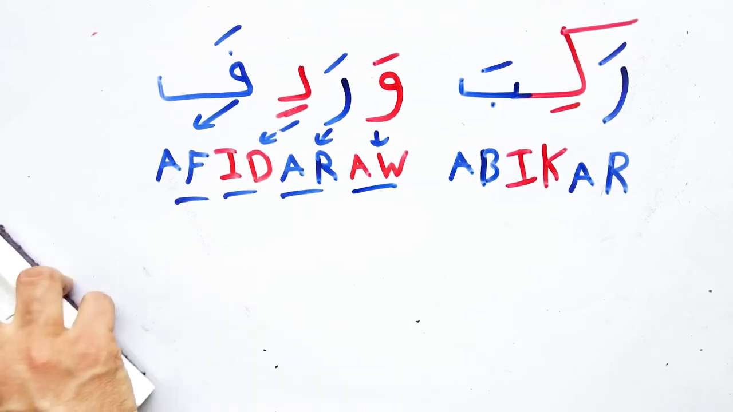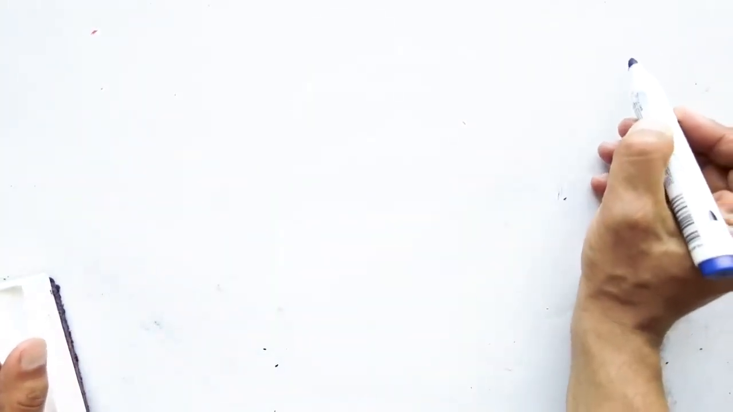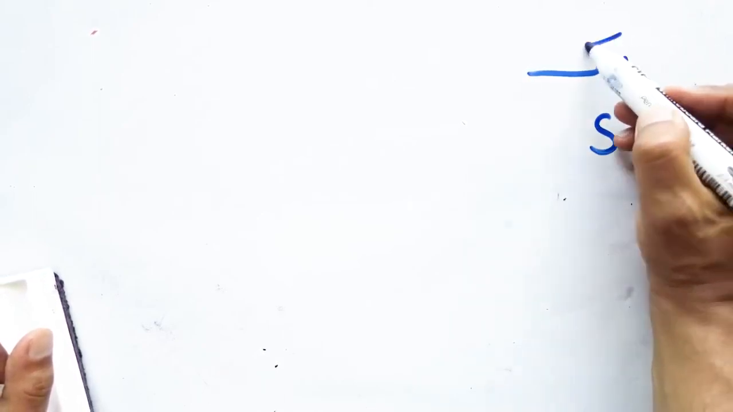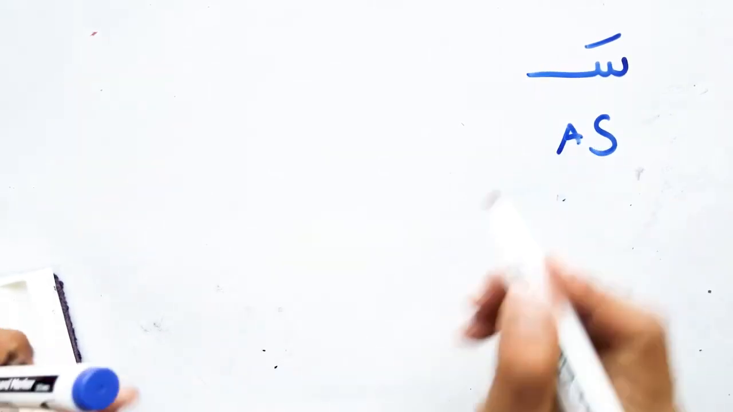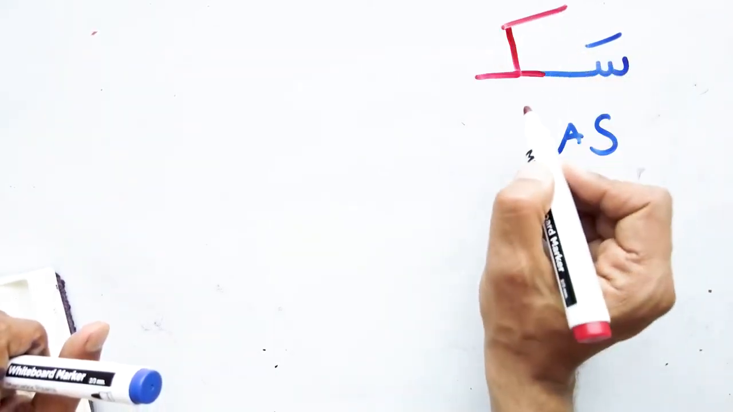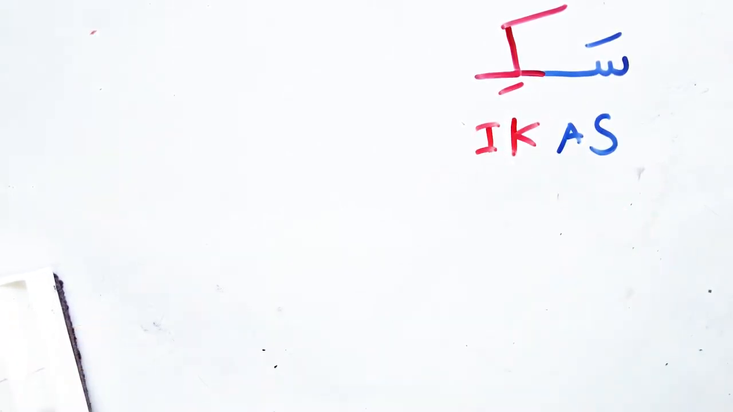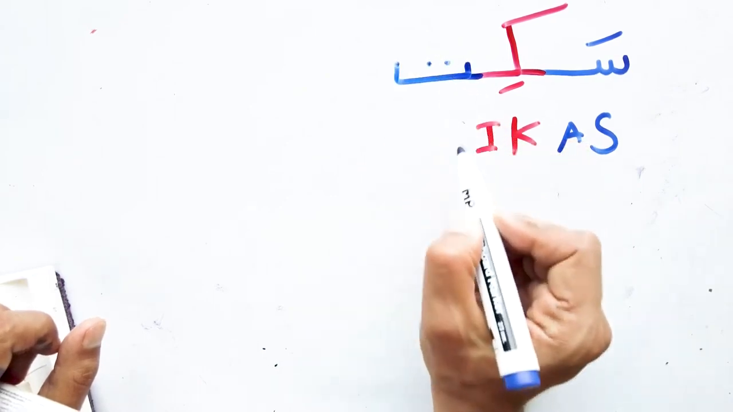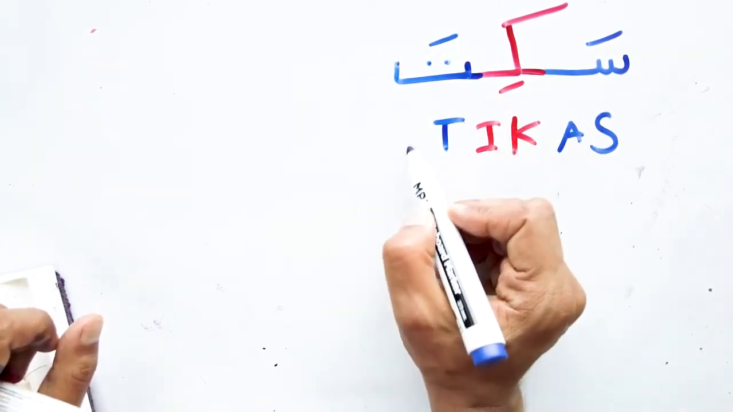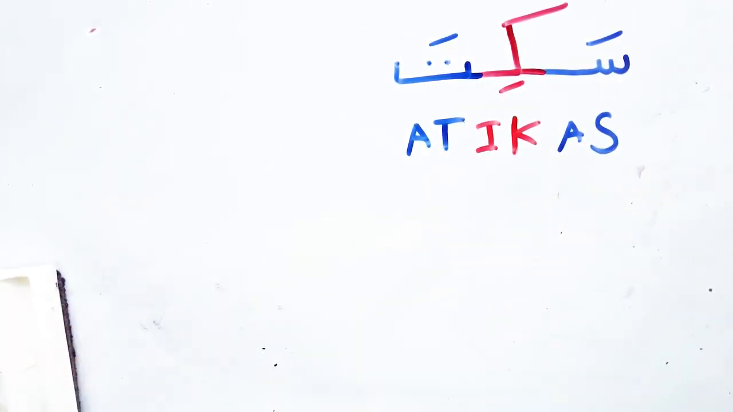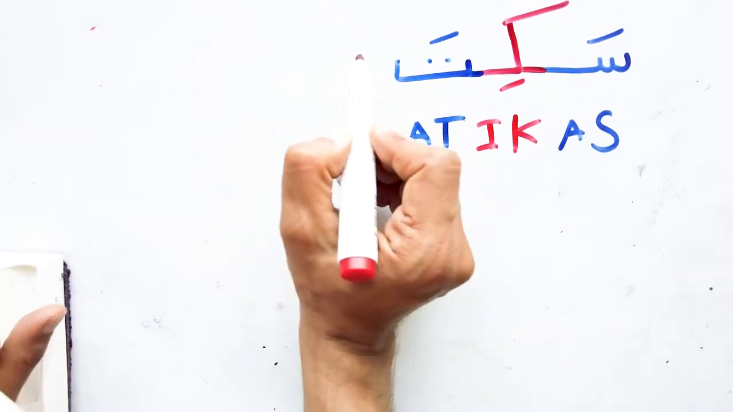Let's see another one. سكت فسلم. The sound of S. This mark sounds like A. The sound of K. The sound of K with كسرة sounds like I. The sound of T with تا with فتحة sounds like A. سكت.